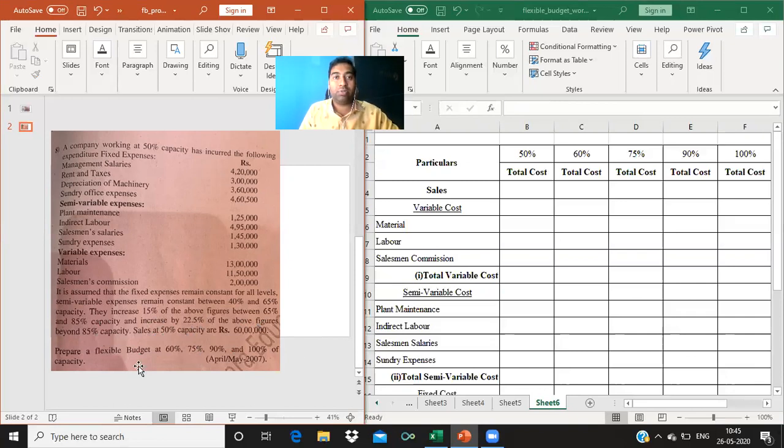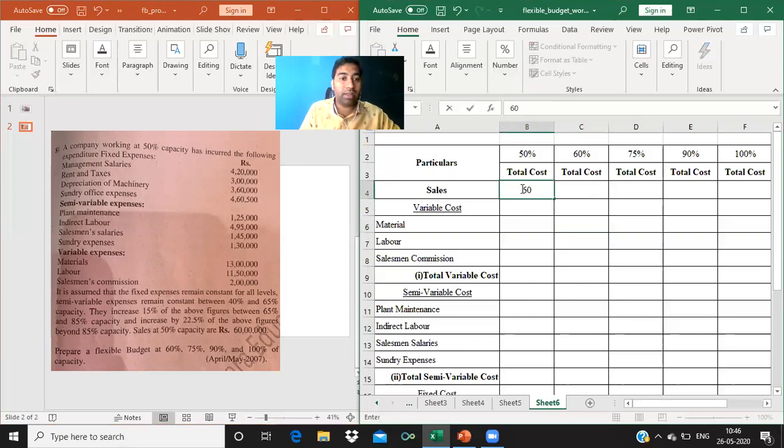You can observe in this problem that the number of units is not given. So in the solution part, we cannot calculate the cost per unit. We are only going to calculate the total cost at different levels of activity. Let us start with the sales first. Sales at 50% capacity is given as 60 lakhs.